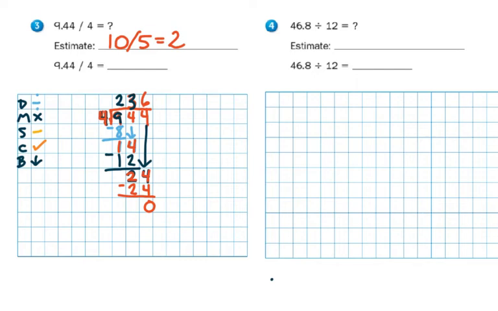So where do I put my decimal point in 236 so that my answer is closest to 2? 2 and 36 hundredths.